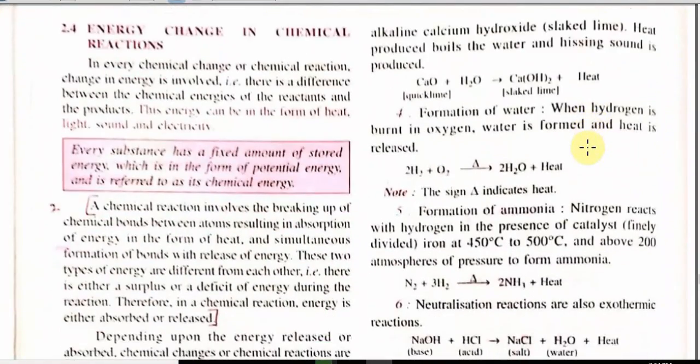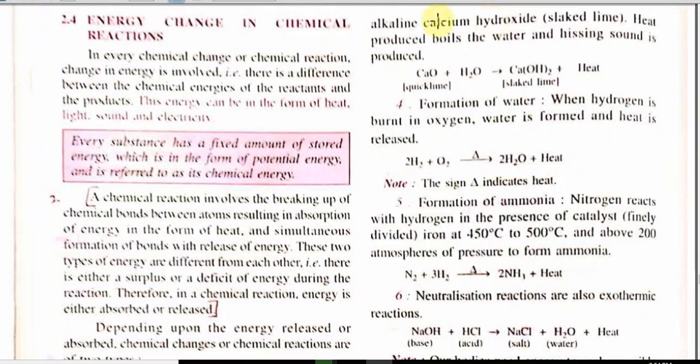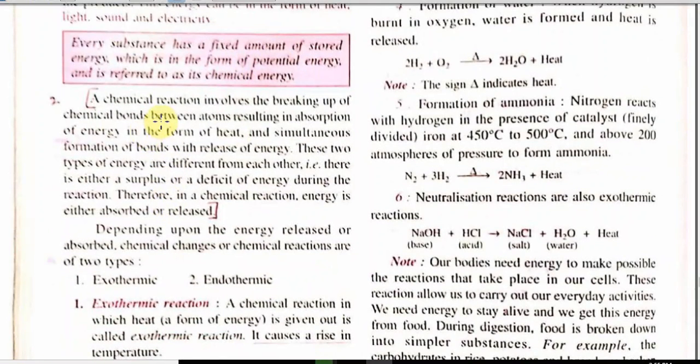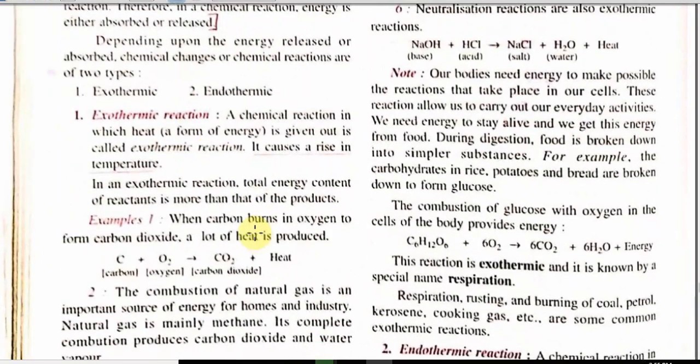Students, we will also check this point, energy change in chemical reaction. In every chemical reaction, energy change takes place. Every substance has a fixed amount of stored energy, in the form of potential energy, which is referred to as chemical energy. A chemical reaction involves the breaking of bonds between atoms and the making of new bonds. Depending upon the energy released or absorbed, a chemical reaction can be of two types. First is exothermic, second is endothermic.